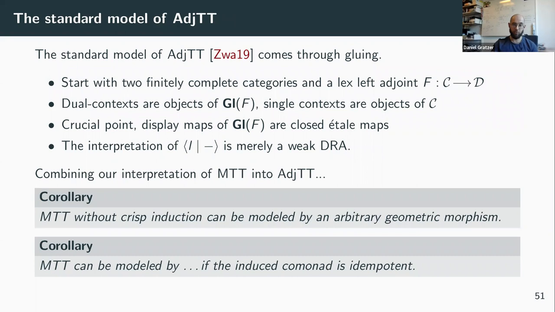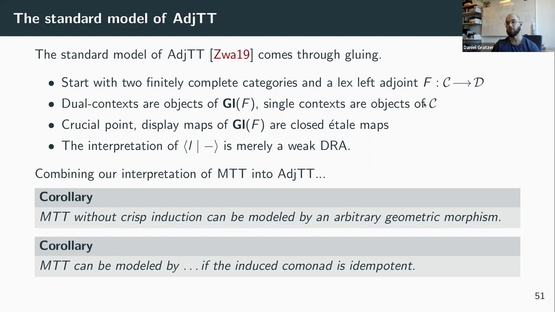And the final point that I wanted to make is our one and only example of a weak DRA semantically that is not a strong DRA. And it comes from the standard model of dual contexts, where you take a Lex functor, you form the gluing category, and you consider the Cartesian fibration of the gluing category over C. And dual contexts are precisely objects of the gluing category. Single contexts are objects of C.